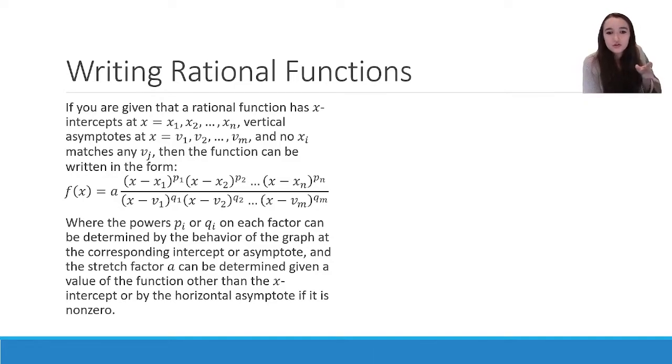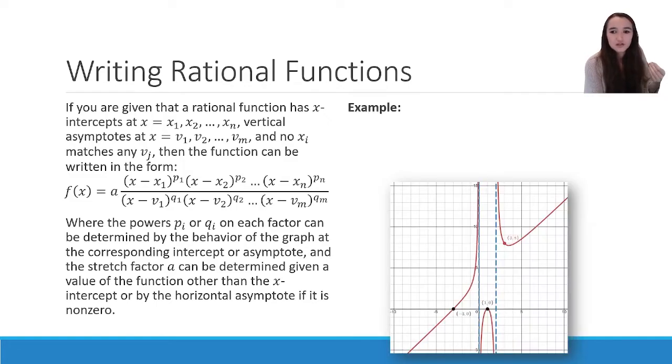All of those powers are going to be determined by the behavior of the graph at the corresponding intercepts or asymptotes. And that stretch factor a, that's what we call this a because it's all about that vertical stretching, can be determined by using some point on the graph. Any point, often the y-intercept is going to be your easiest point. As long as it's not an x-intercept, just plug something in to solve for a.